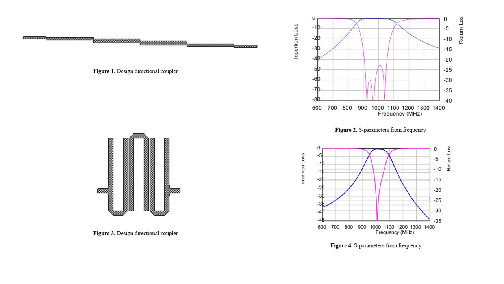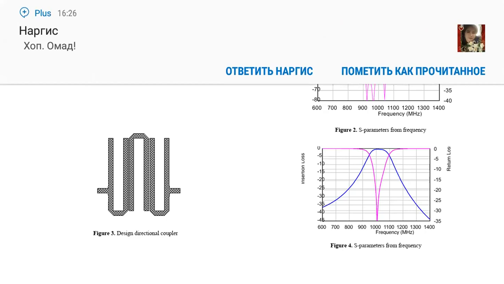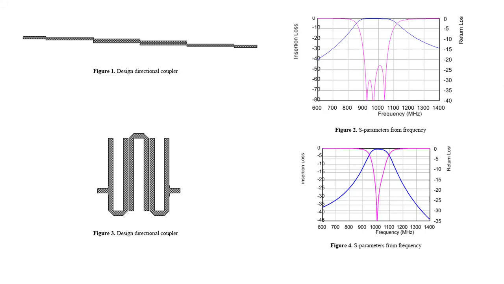Today in the literature and textbooks, you can find bandpass filters whose designs are known to everyone. A filter on coupled lines, a hairpin filter, and others. Consider a couple of standard 1 gigahertz bandpass filter designs assembled on a Rogers substrate. Figure 1 shows the topology of the bandpass filter obtained on the coupled transmission lines. The filter characteristics are shown in figure 2. Figure 3 shows the topology of a hairpin bandpass filter. The filter characteristics are shown in figure 4.